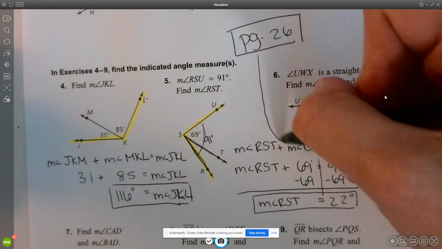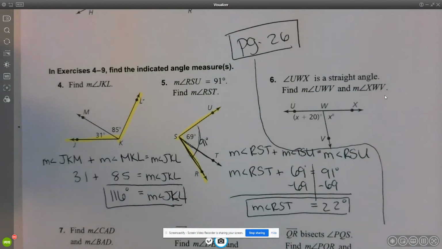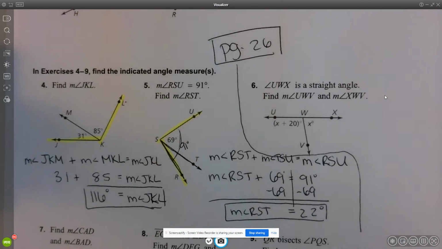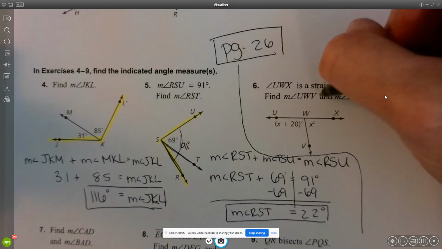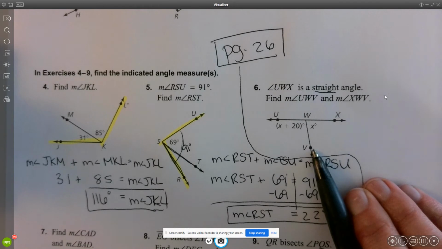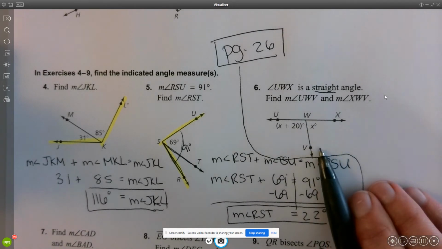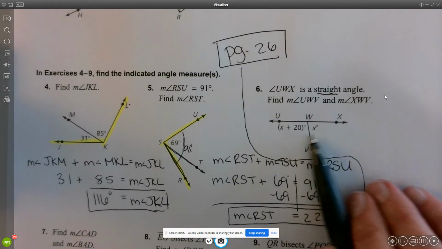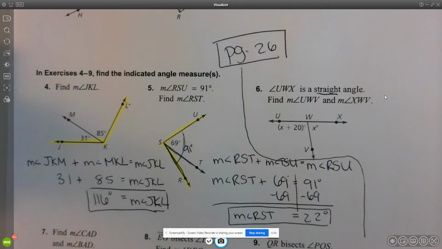All right, I'm going to divide my work up. I ran into number 6. Number 6 tells us that angle UWX is a straight angle. That's a vocabulary word we're going to come back to later. It wants us to find the measure of angle UWV and the measure of angle XWV. And remember, I said when you see variables, you're going to be thinking, okay, I've got to write and solve an equation. So we've been using the angle addition postulate. We can use it again because we have two smaller angles that add up to make a larger angle.